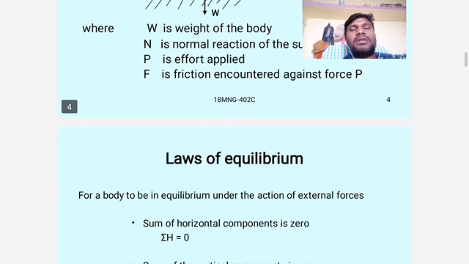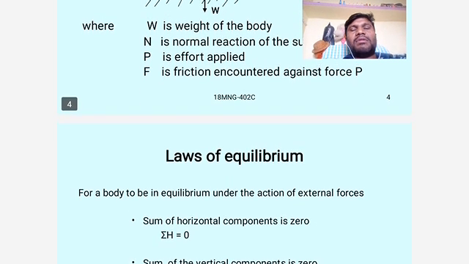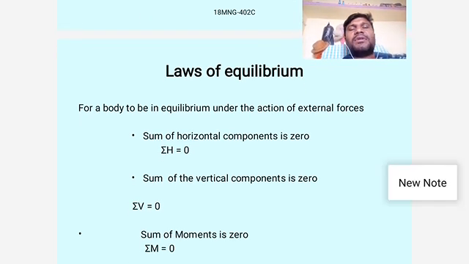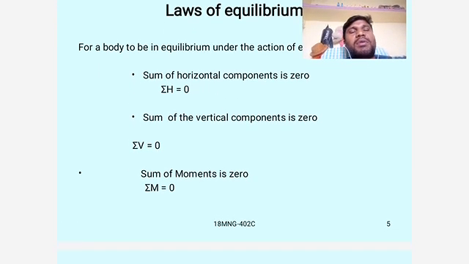See diagram. I already discussed the law of equilibrium. For a body to be in equilibrium under the action of external forces, the sum of horizontal components is 0, sum of H is equal to 0. Sum of the vertical components is 0, sum of V is equal to 0. Sum of moments is 0, sum of M is equal to 0, where M is moments, H is horizontal, V is vertical.